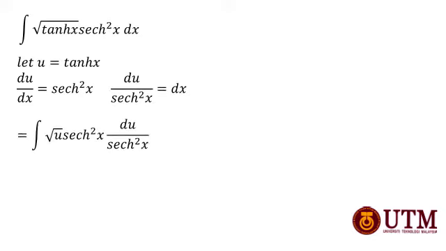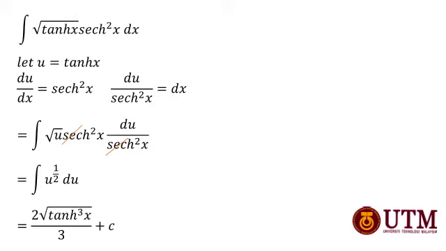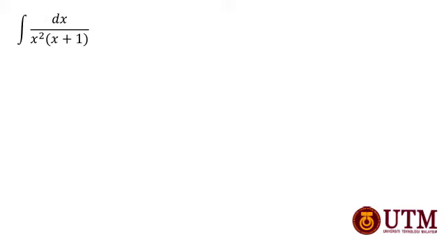And after that, substitute u and du into the equation, and as you can see, we can cancel out sech squared x, and we will get u to the power of 1 over 2, which is the square root. Integrate it normally, and we will get this answer based on the let u equal tanh x. Okay, now for this question, we need to integrate dx over x squared multiplied by x plus 1.